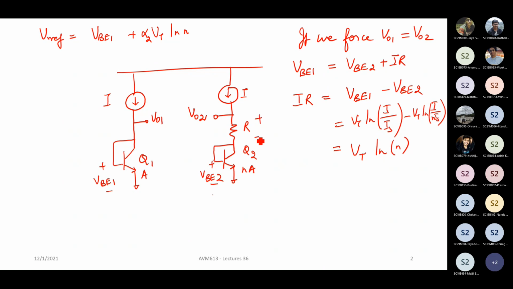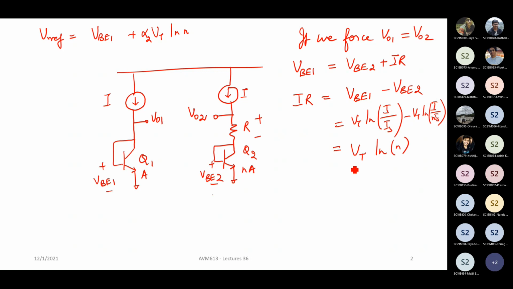So if you take these two arms, one branch having only Q1 and another branch having Q2 and a resistor in series, where the area of Q2 is n times that of Q1, and if you force those two voltages to be equal through some mechanism, the voltage across this resistor turns out to be Vt ln n.